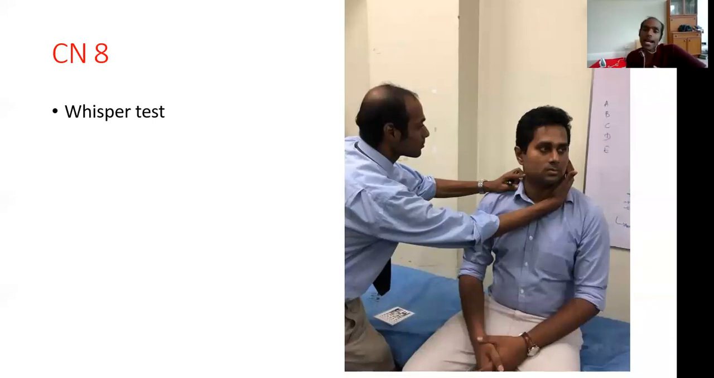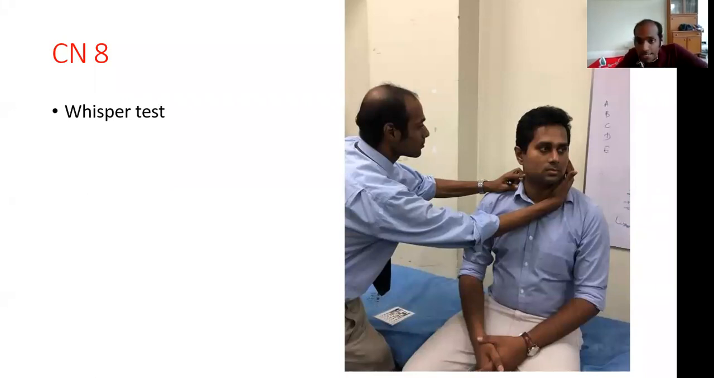The eighth cranial nerve ideally should be examined by the Rinne's test and Weber test. You have been taught this in physiology, so just revise that. As a rough screening examination at the bedside, if you don't have a tuning fork to do the Rinne's and the Weber's, you can use the whisper test, where you whisper something into the ear and ask the patient to repeat that. An important thing when you're doing this is to make sure the patient's face is turned to the other side.